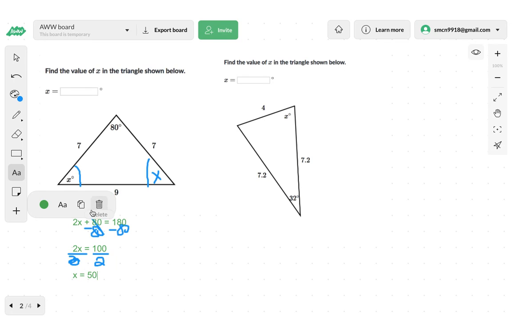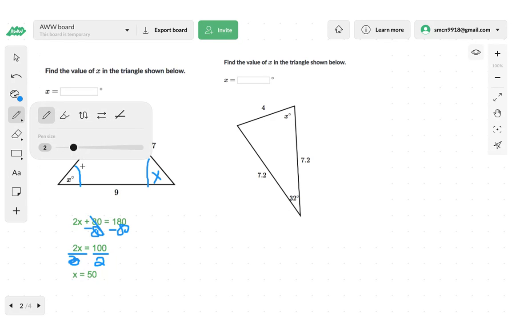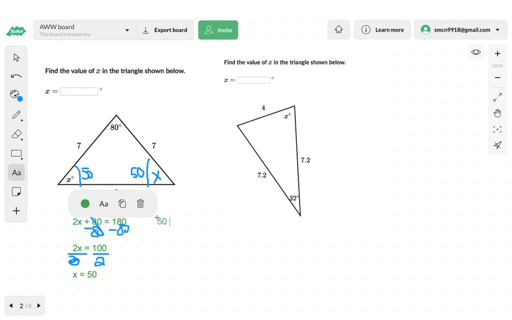All right, so let's plug those in because we found that the value of x is 50. So this is 50, and this is 50. And just to check, let's make sure that these add up to 180. So 50 plus 50 plus 80 should equal 180, right? So 50 plus 50 is 100, plus 80 equals 180. And this should check out. 180 equals 180.